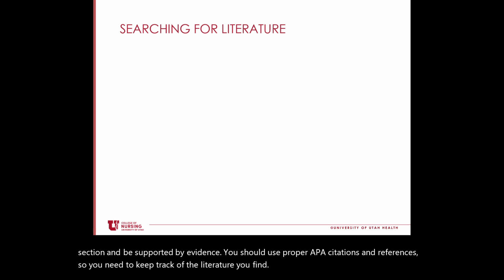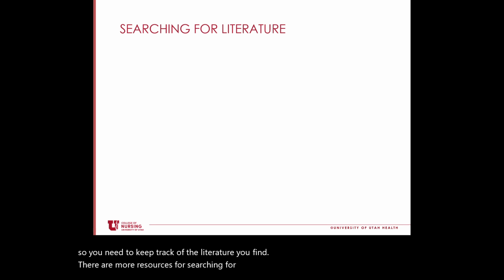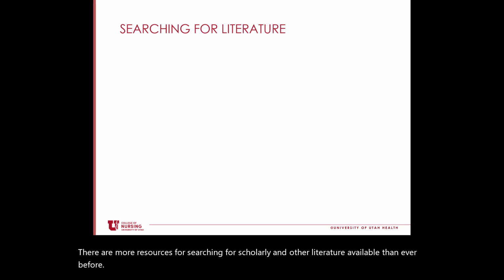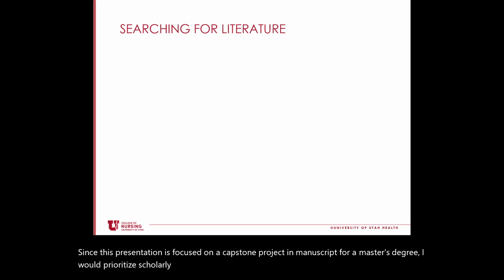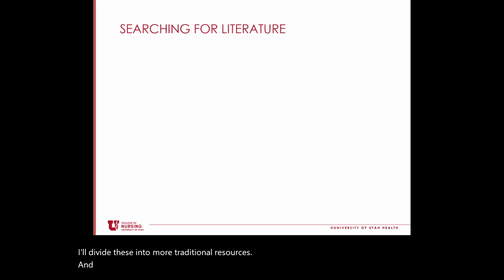There are more resources for searching for scholarly and other literature available than ever before. This list is not comprehensive. In fact, it may be out of date as I create these slides. Things seem to be changing so quickly. Since this presentation is focused on a capstone project in manuscript for a master's degree, I would prioritize scholarly sources over popular literature. I'll divide these into more traditional resources and AI-powered resources.